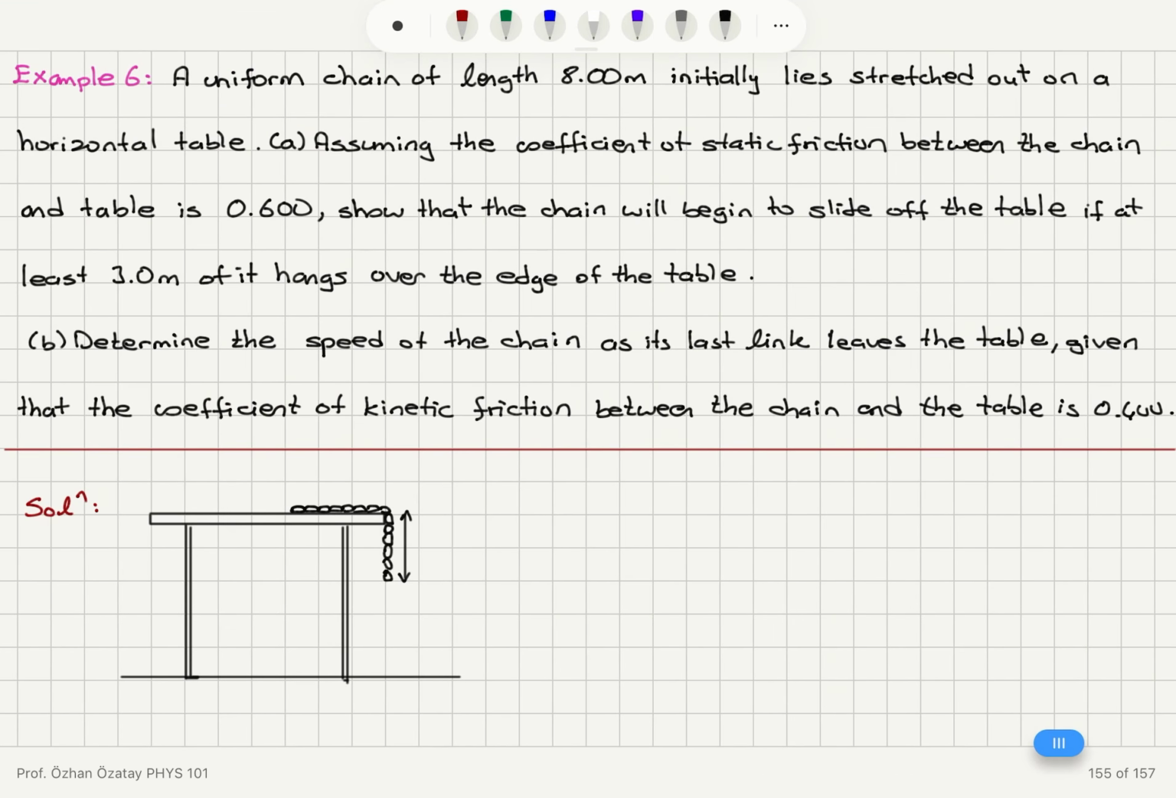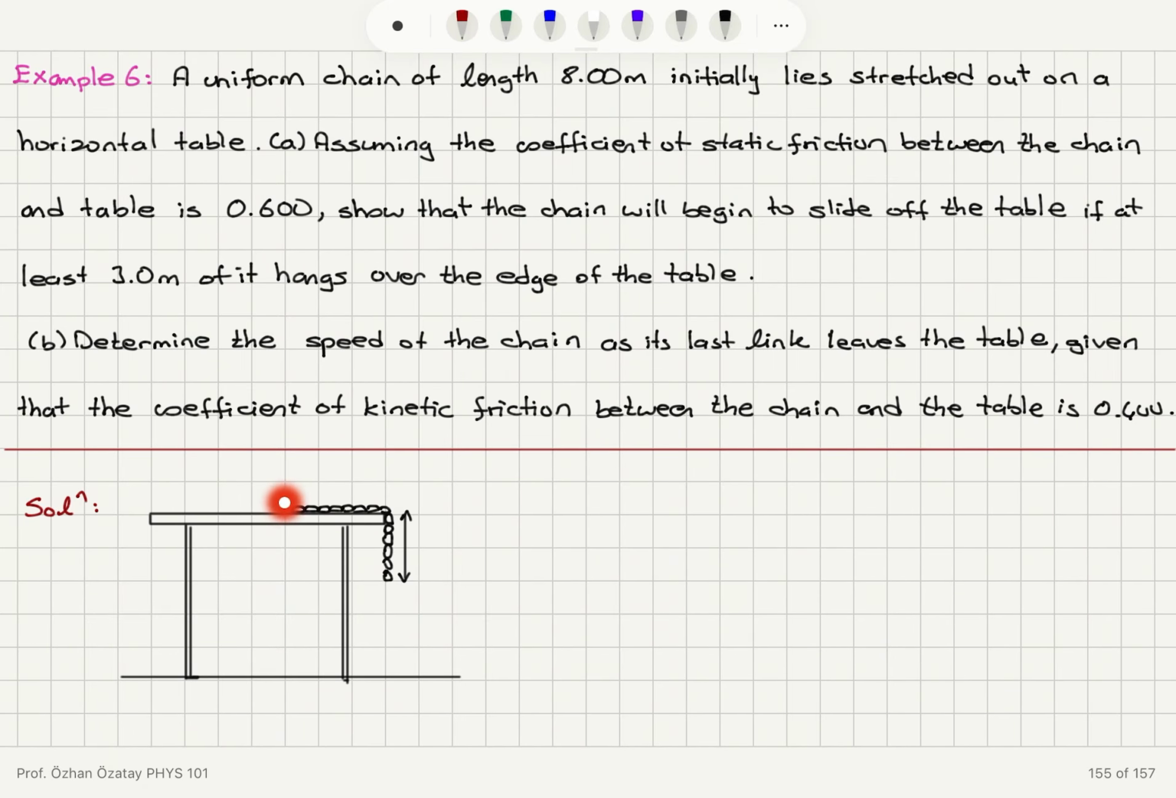Okay, let's move on to our last example. A uniform chain of length 8 meters initially lies stretched out on a horizontal table. Assuming the coefficient of static friction between the chain and the table is 0.6, show that the chain will begin to slide off the table if at least 3 meters of it hangs over the edge of the table, and determine the speed of the chain as its last link leaves the table, given that the coefficient of kinetic friction between the chain and the table is 0.4.